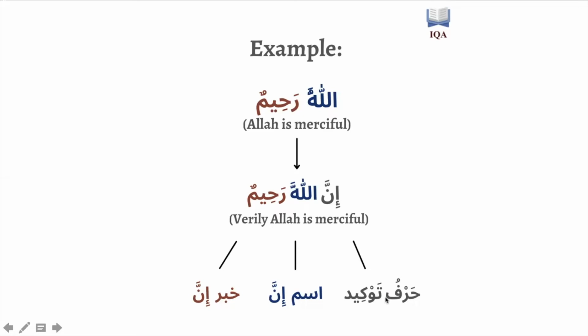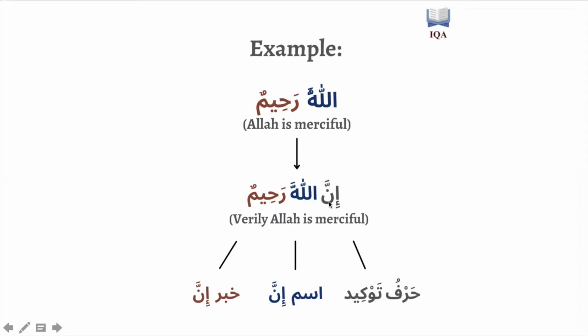So inna is harfu tawkid. Tawkid means emphasis. So inna is a particle of emphasis. And it's translated as verily or indeed. Inna Allah, Allah is ismu inna. It's not mubtada anymore. It's ismu inna and it's mansoob. It has to be mansoob. And Rahimun is khabaru inna and has a dhamma and it's marfu'.